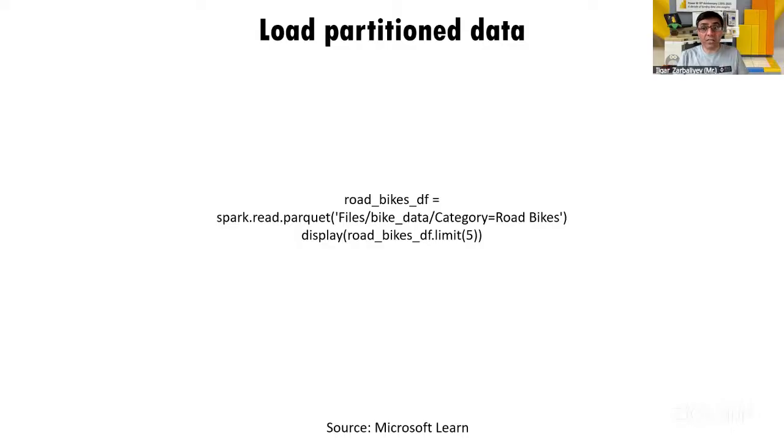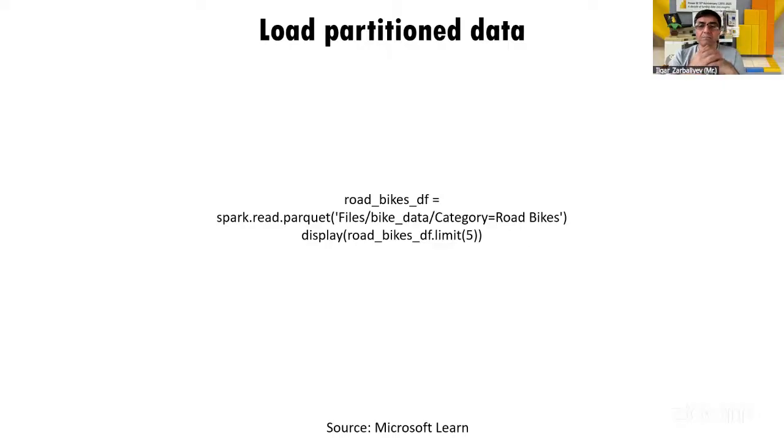When reading partial data into a data frame, you can load data from any folder within the hierarchy by specifying explicit values or wildcards for the partitioned fields. This example loads data for products in the road bikes category.